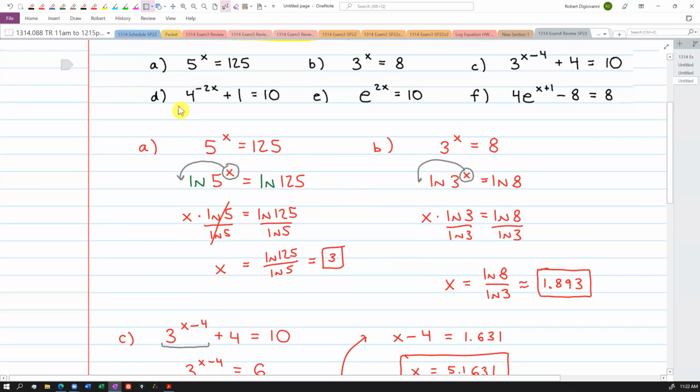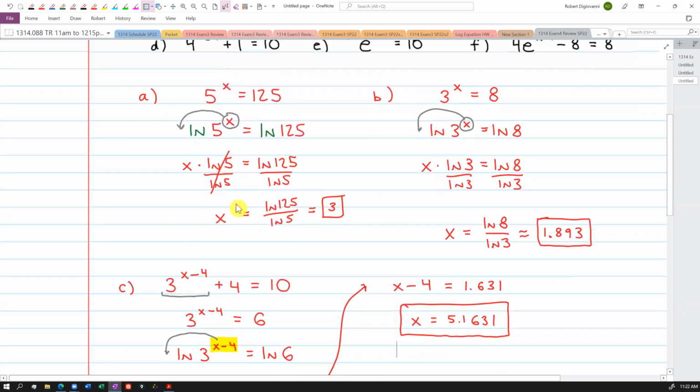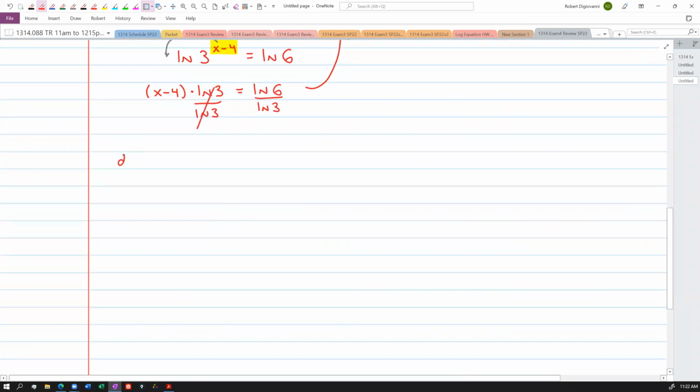D. 4 to the negative 2x plus 1 equals 10.